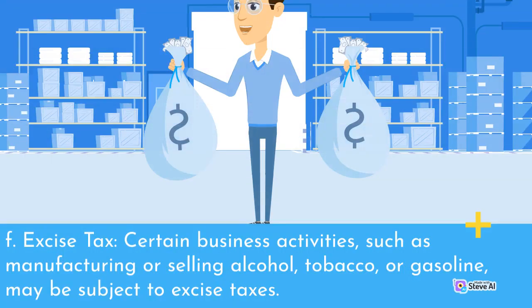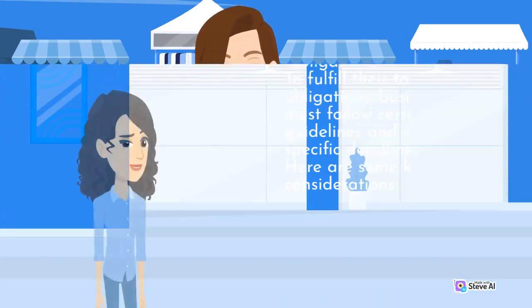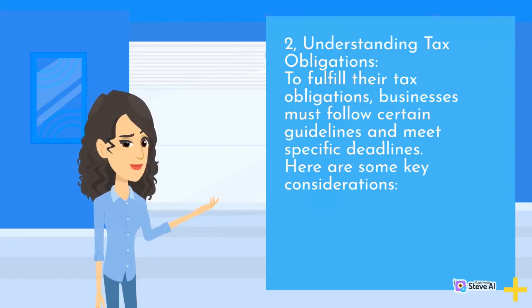F. Excise tax. Certain business activities, such as manufacturing or selling alcohol, tobacco, or gasoline, may be subject to excise taxes. These taxes are often included in the sale price of the relevant products. 2. Understanding tax obligations. To fulfill their tax obligations, businesses must follow certain guidelines and meet specific deadlines. Here are some key considerations.